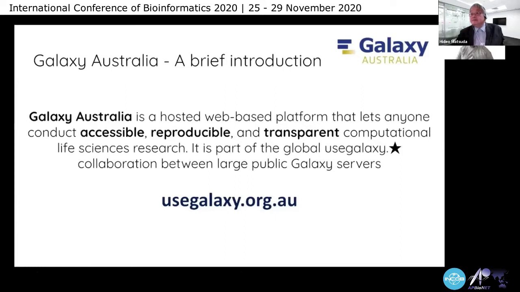Galaxy Australia is a hosted web-based platform that lets anybody conduct accessible, reproducible, and transparent computational and life sciences research. It's part of the global Galaxy usegalaxy.star collaboration between large public Galaxy servers, and our URL is usegalaxy.org.au.